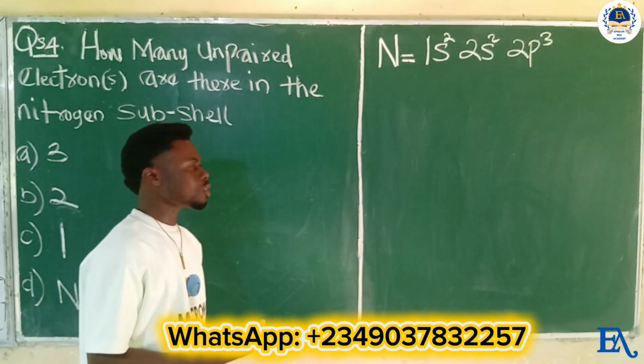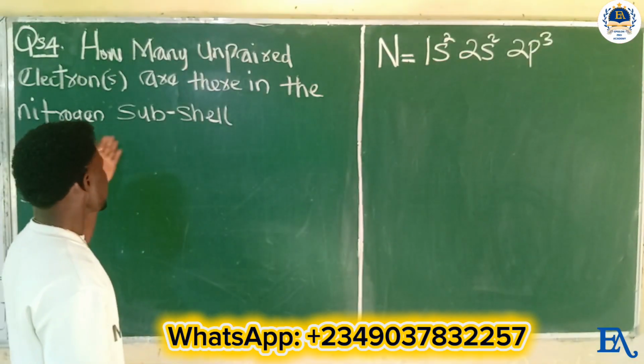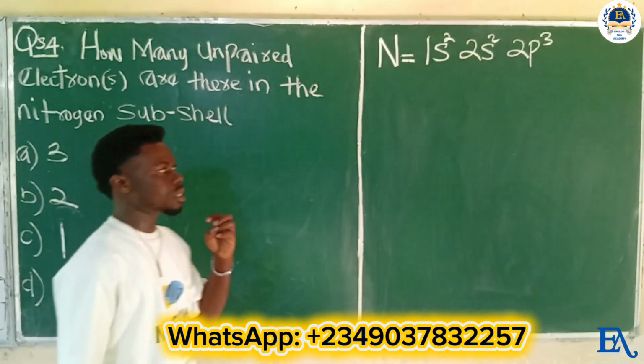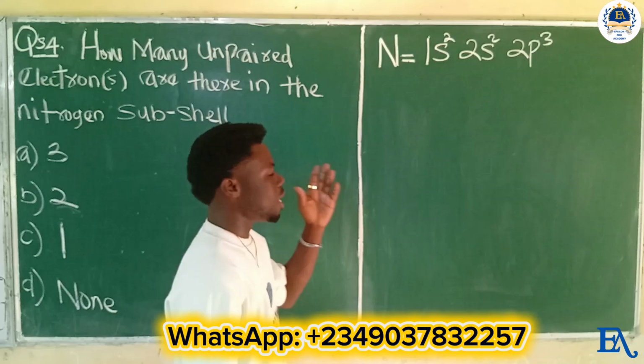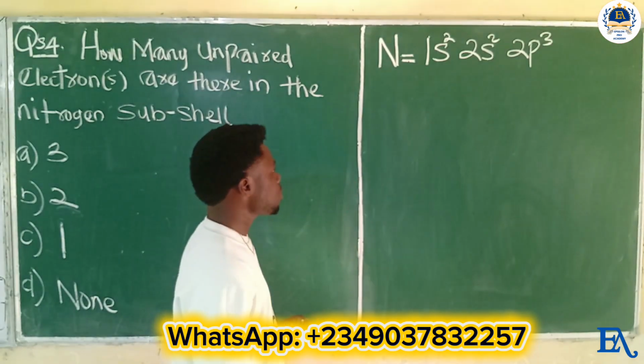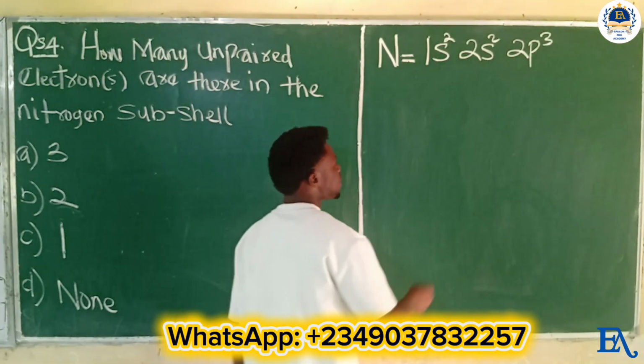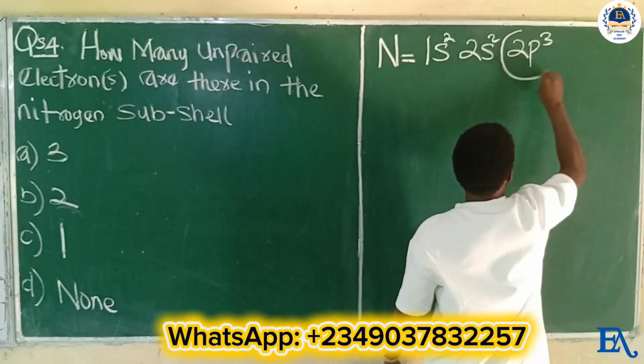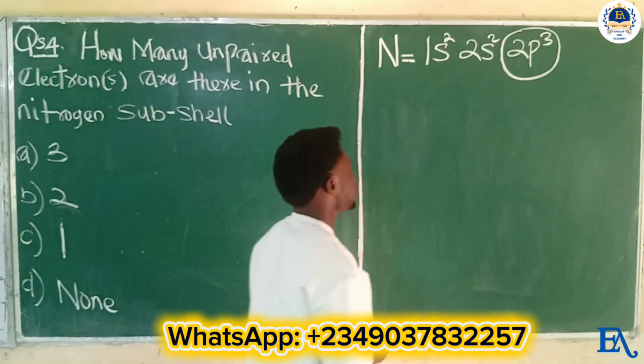Now, since the question is talking about nitrogen subshell, you are going to consider the most important subshell in this electronic configuration. So the most important subshell is basically the last shell, 2p subshell.